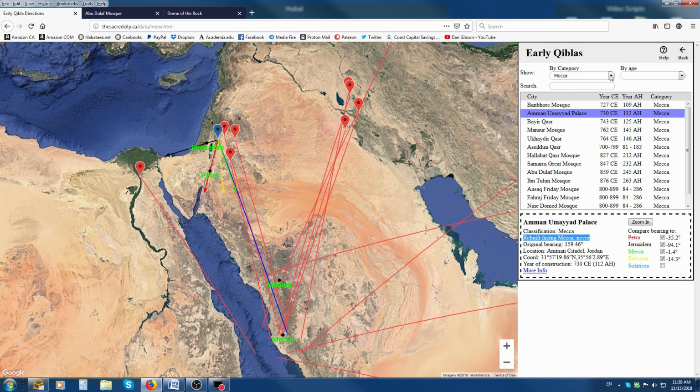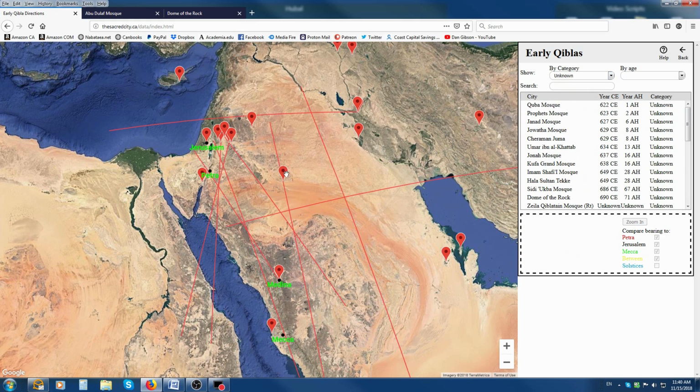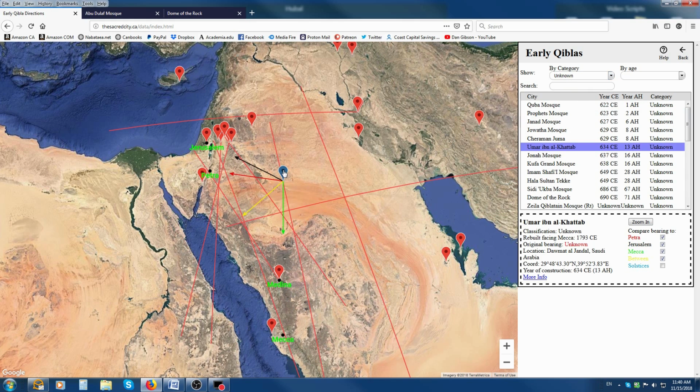If we go to the earlier mosques, I'm going to look at what we call the unknown. You might say, what's unknown? That means they've been rebuilt. So here are mosques. If I pick this one down here, Umar ibn al-Khattab, I can see its original bearing is unknown, so it was rebuilt facing Mecca over here in 1793. Okay, and so the original building is gone.